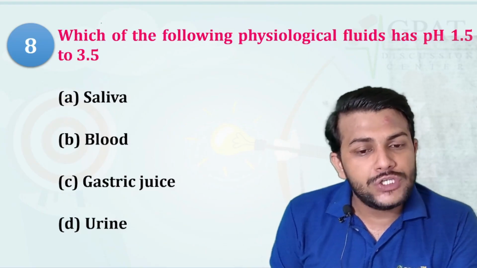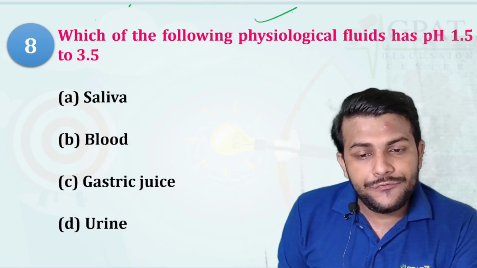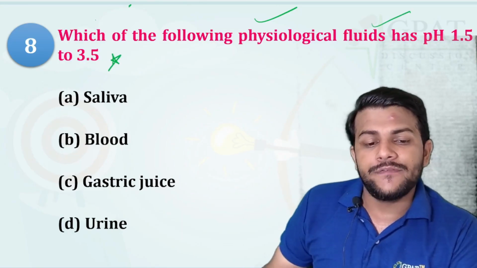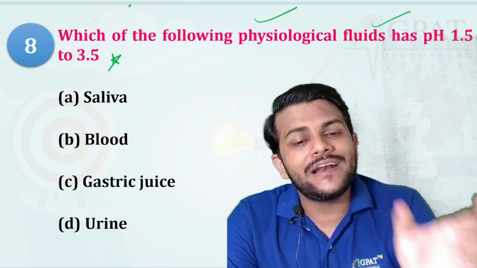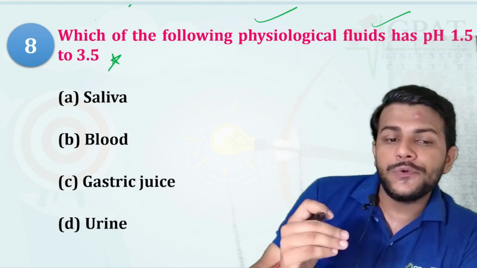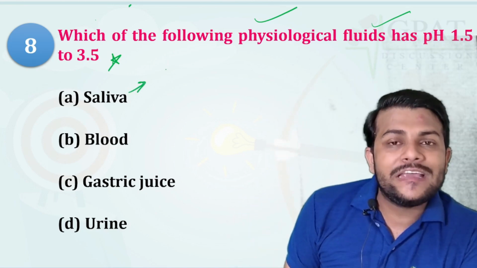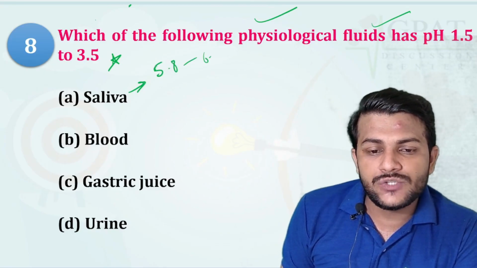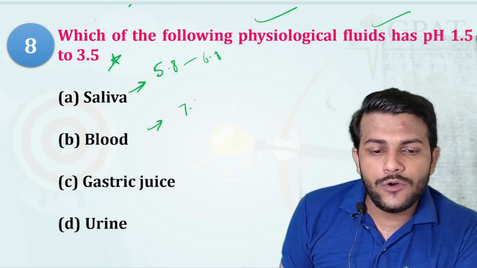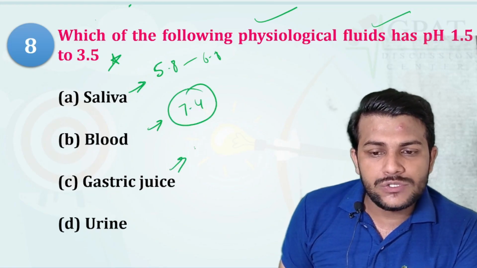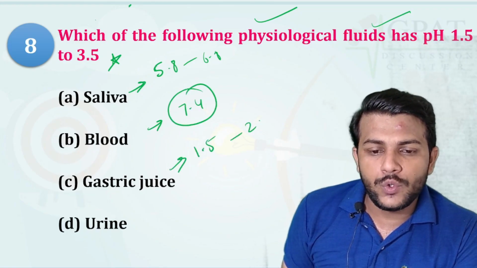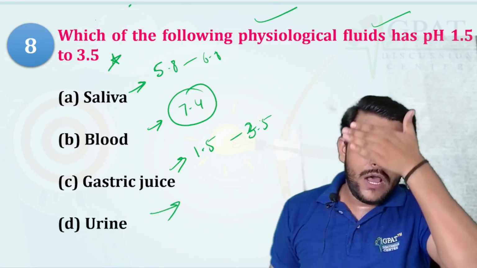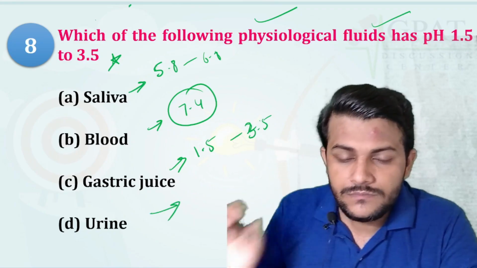Next: which of the following is the physiological fluid having pH 1.5 to 3.5? There is a range now. So you have to know: saliva is weakly acidic, its pH is around 5.8, or we can say 6.8. Blood has a pH of 7.4. Gastric juice has a pH range from 1.5 to 3.5. Urine has a different pH, somewhat acidic. Got it?